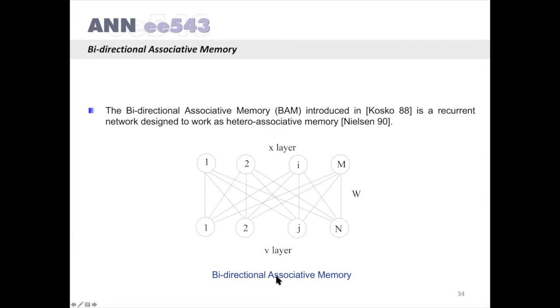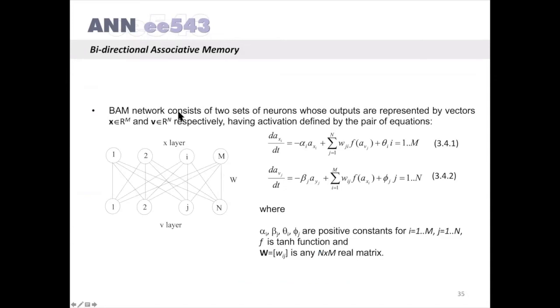In the bidirectional associative memory, we have two layers, which are the X layer and the V layer. The neurons in the X layer are called X1, X2 up to Xm. We have M neurons in this layer, and in the other layer we have N neurons. They are called V1, V2 up to Vn. The BAM network consists of two sets of neurons whose outputs are represented by vectors x element of Rm, here we have M neurons, and v element of Rn, we have N neurons here, respectively.